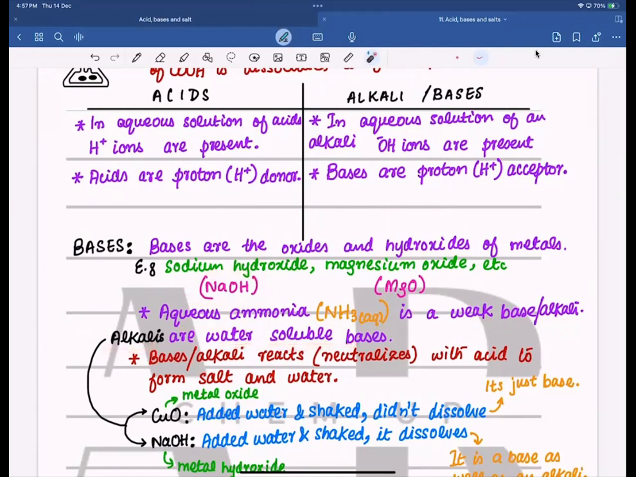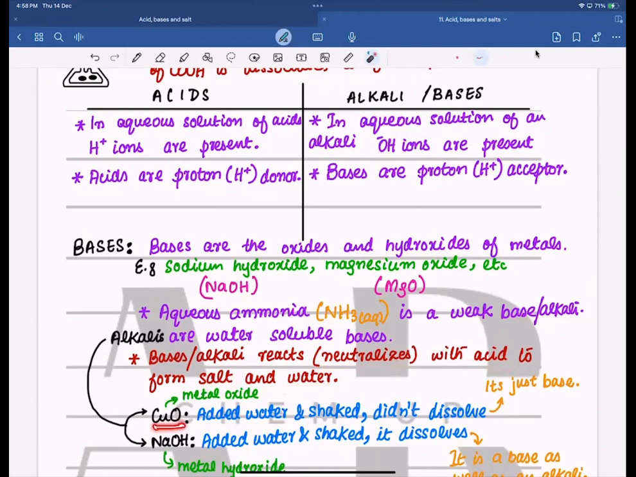The other thing: what do bases or alkali do? Basically, bases and alkali neutralize acid. When they react with acid, they cancel out the effect of acid, neutralize it, and form salt and water. So those are called acid bases or alkali. In titration we will react an alkali with an acid. They react with acid, neutralize its effect, make the thing neutral, and we get salt and water.